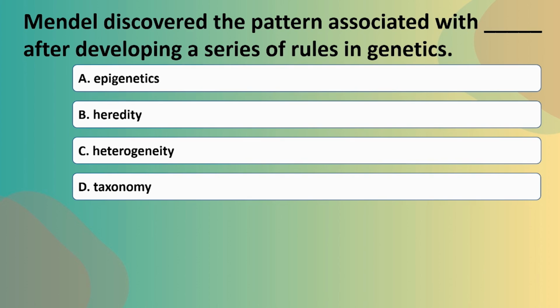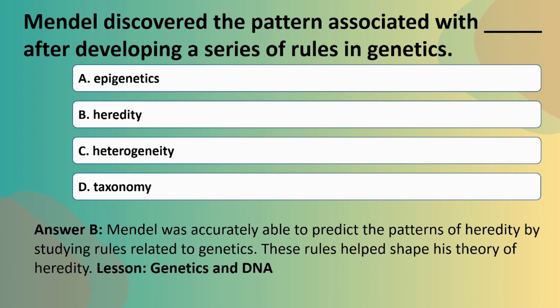And that brings us to our last question. Mendel discovered the pattern associated with blank after developing a series of rules in genetics. A. Epigenetics. B. Heredity. C. Heterogeneity. Or D. Taxonomy. And I think we already know the answer to this one, but it's going to be option B. Mendel was accurately able to predict the patterns of heredity by studying the rules related to genetics, and these rules helped shape his theory of heredity.